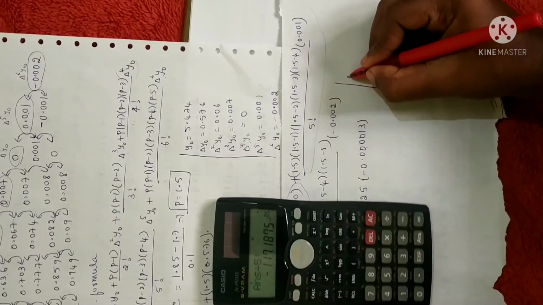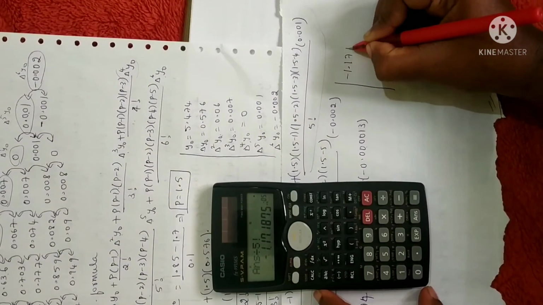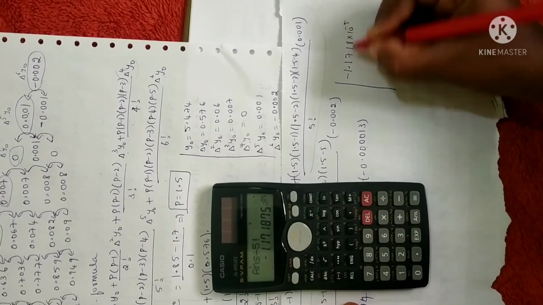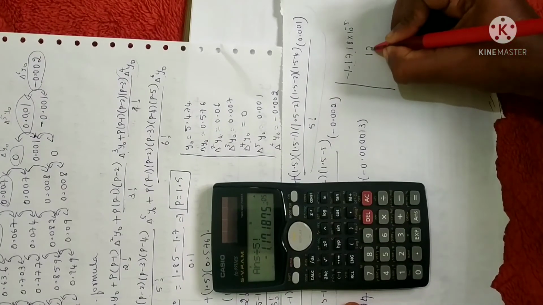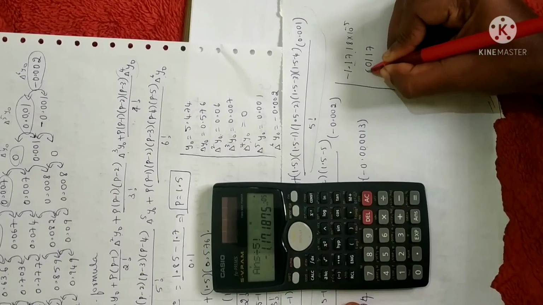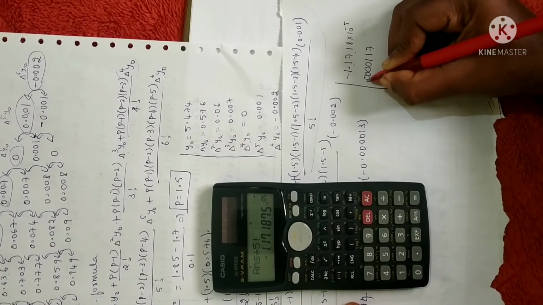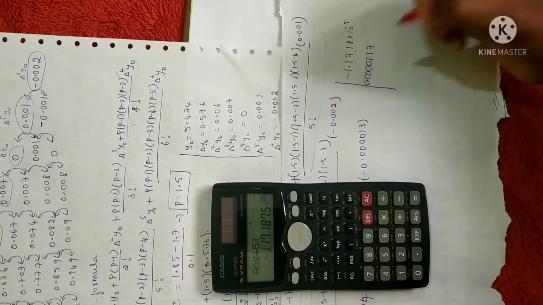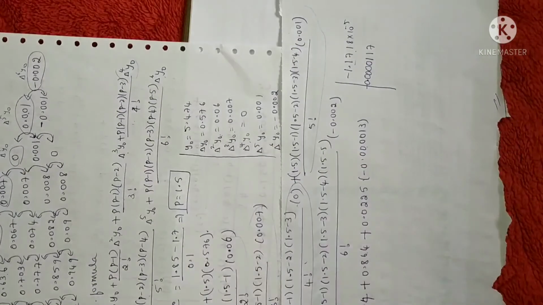Anyhow, I'll just write here minus 1.1718 into 10 power of minus 5. After decimal, you just write 2 digits, more than enough. After that, you write 1, 2, 3, 4, 5. Put a point 0. Minus sign will be there. Fine. So I'll just write here.